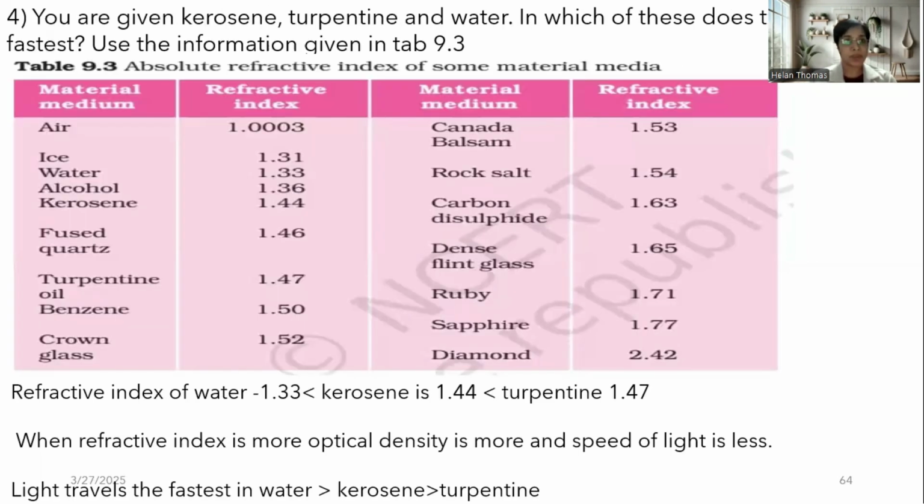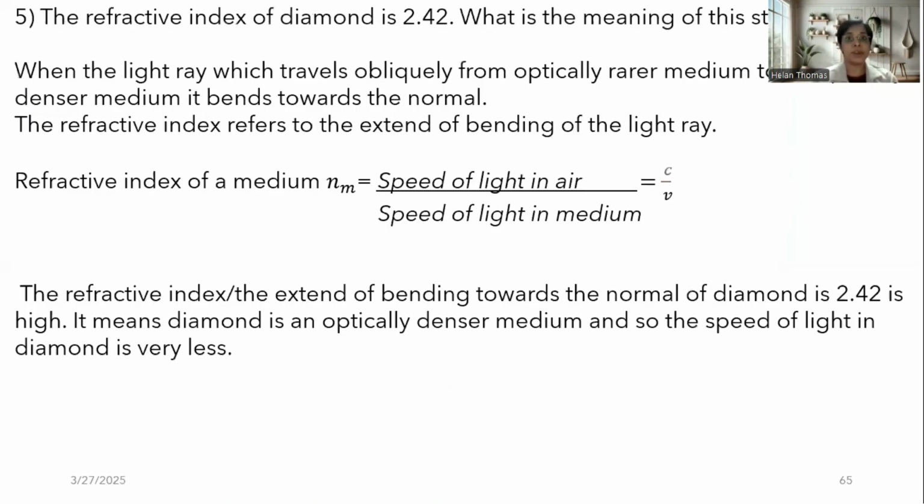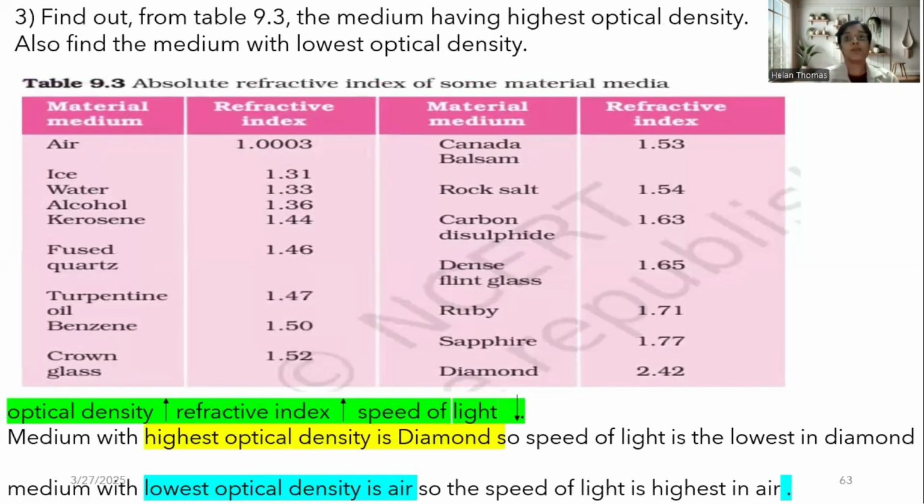The specific values are given in the table. So now you will have to find out from the table which has the highest optical density. Here, if you see, the refractive index of air is 1.0003, which is quite less. And the refractive index of diamond is 2.42. This statement you will not have to write, but even if you write, it is fine: the optical density of a medium is higher means the refractive index is higher.